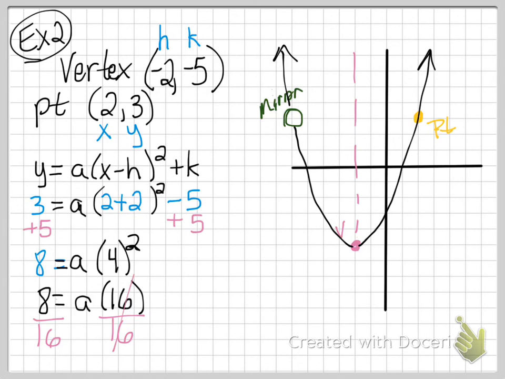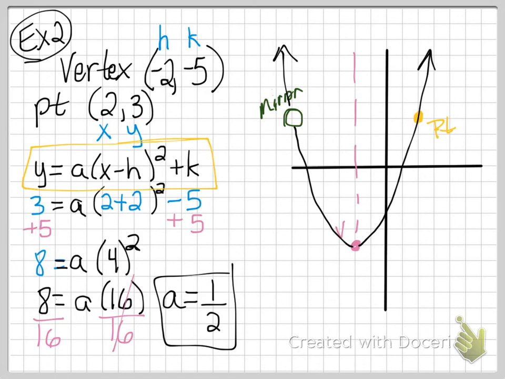So now A, well, this is weird. A is equal to 8 over 16. What's 8 over 16? It's not 2. It's 1/2. Okay, make sure we get our fractions right. So it's 1/2. Now I go back to my equation. Back to the top, only this time, instead of plugging in Y and X, I'm just plugging in the A, the H, and the K.